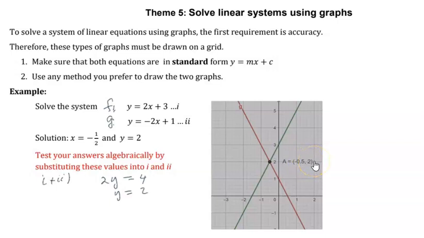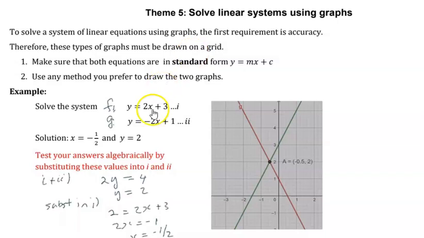And if you plug it back into any of these equations, let us substitute in 1, then we get 2 equals 2x plus 3. So 2x is equal to minus 1, and x will indeed be minus a half. And this is what we have there on our grid. So this is how we will solve it graphically.